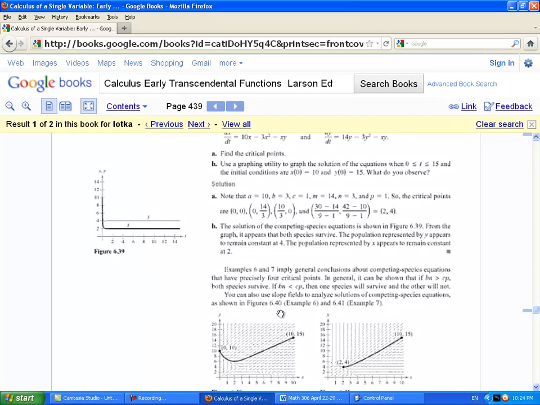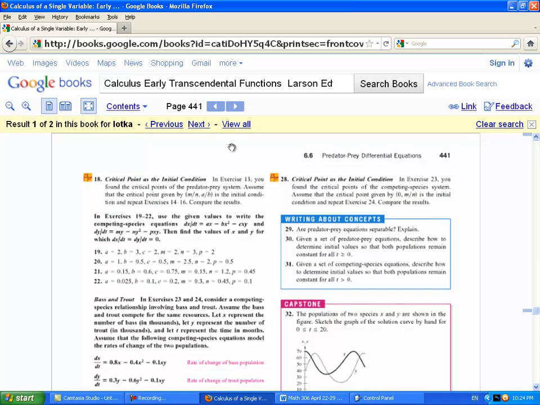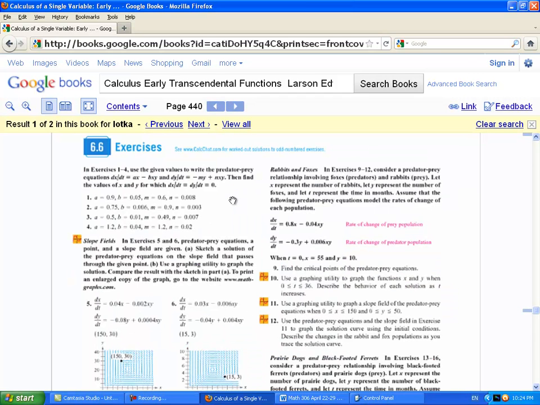Okay. So here he talks about critical points. Here he draws the slope field. We will have software to draw those slope fields for you. Okay, and then we get to the exercises. So that should be a good introduction for what we're going to be doing in class.